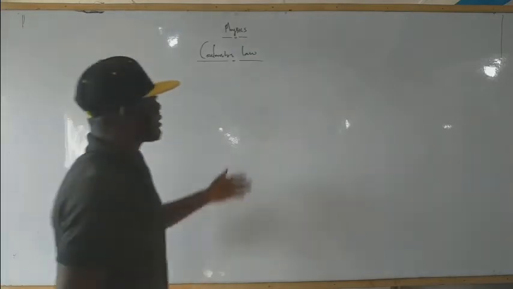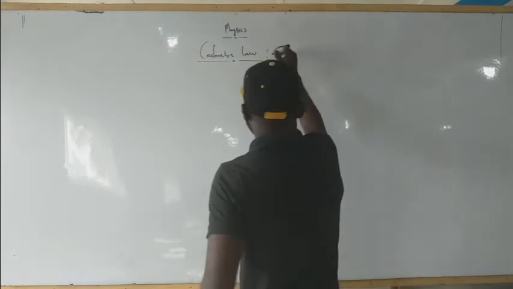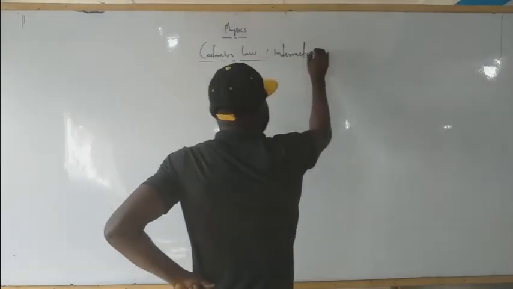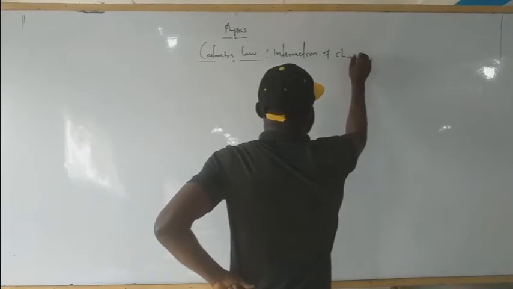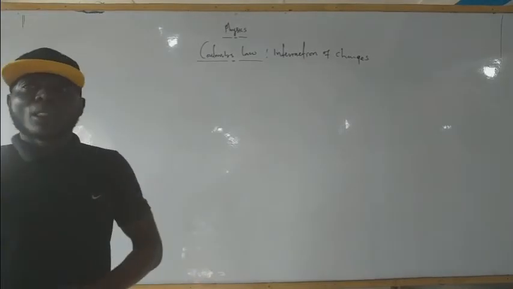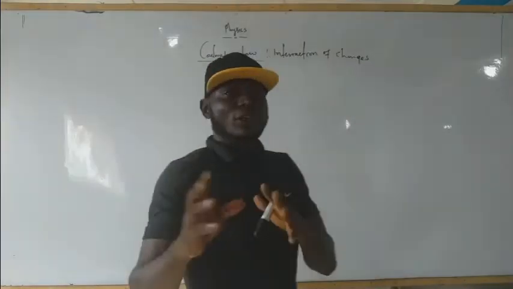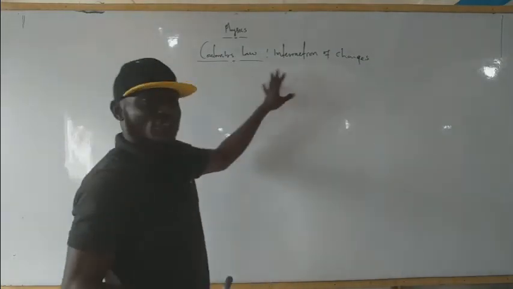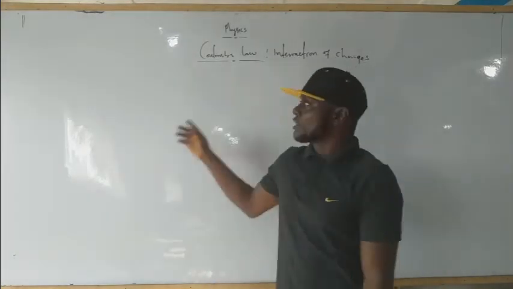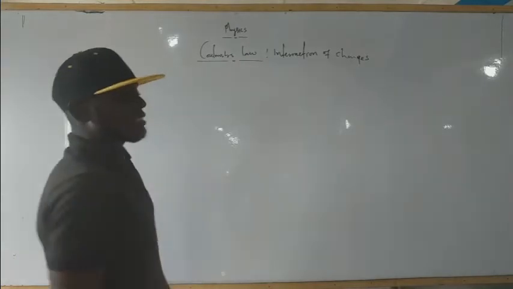What we're looking at is what I call Coulomb's law, or interaction of charges. And what does Coulomb's law state? Coulomb's law states that the force of attraction or repulsion between two different charges is directly proportional to the product of the charges and inversely proportional to the square of their distance apart.